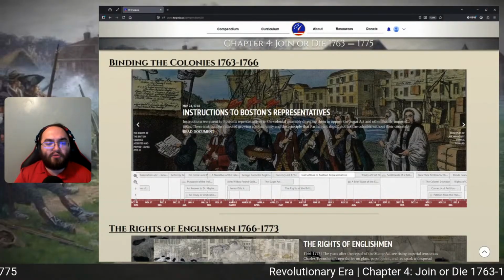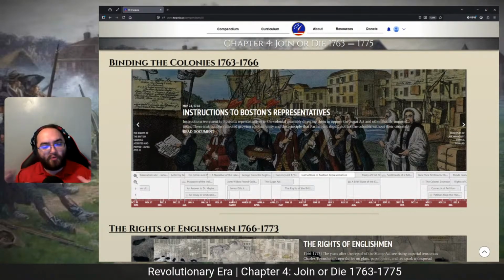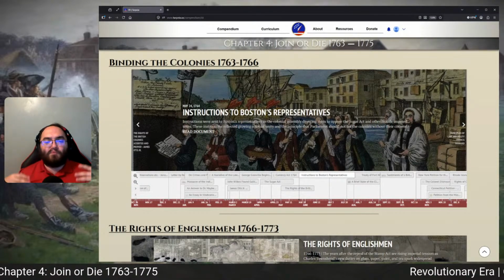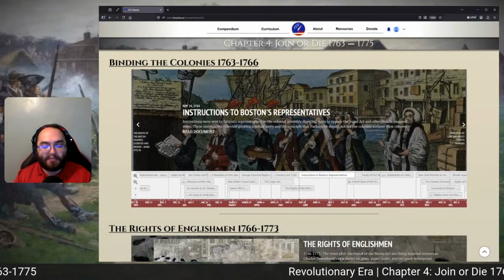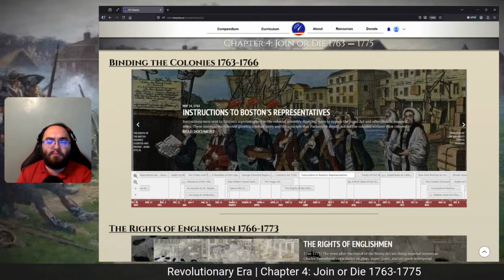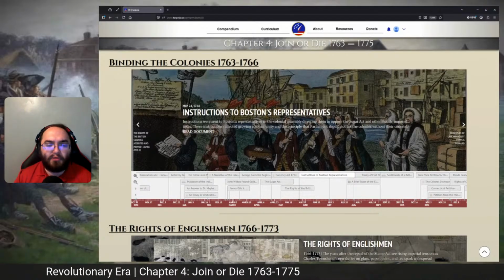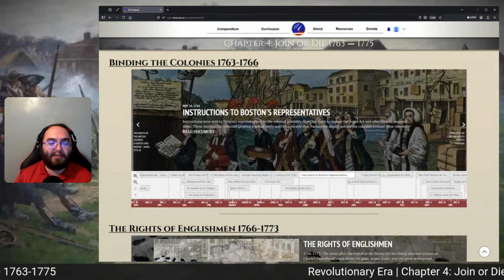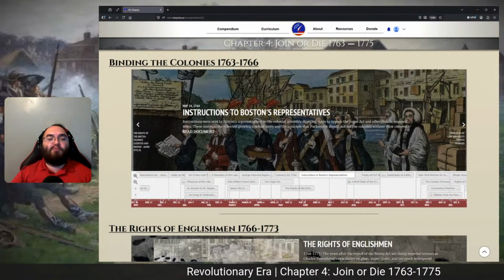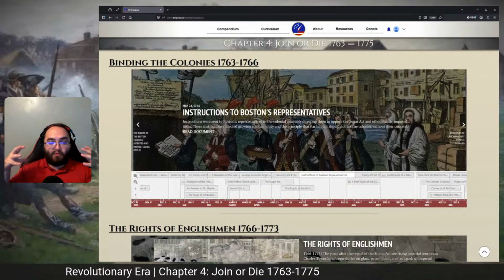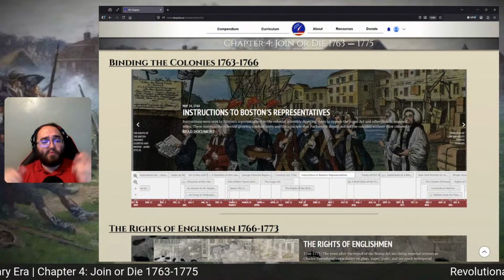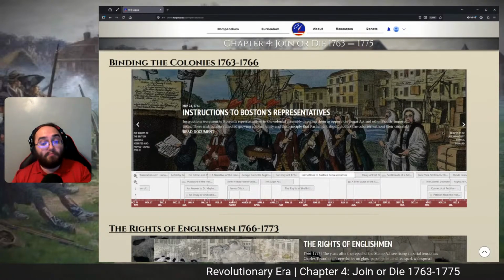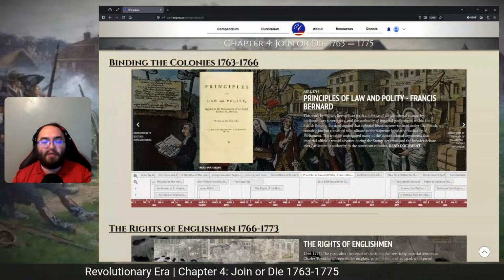And here is the instructions to Boston's representatives. And so you still have this local level politics where Boston's representatives in the Colonial Assembly are directing them to oppose the Sugar Act and other British imposed taxes. These instructions reflected growing colonial unity and the principle that Parliament should not tax the colonies without their consent. So now you go from local level to now the colonial level of complaining, of sharing their grievances with Parliament about these policies, Sugar and Currency Act, and the pending Stamp Act.